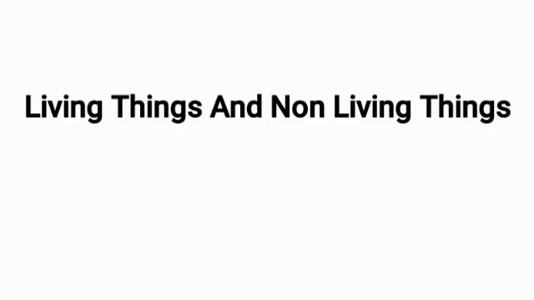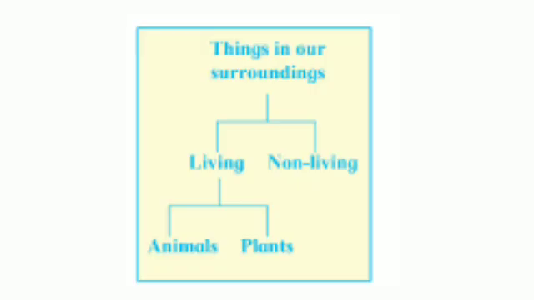Living things and non-living things. The sparrow is a living thing and the stone is a non-living thing. Things in our surroundings form two groups: living things and non-living things. Living things are of two kinds: plants and animals.